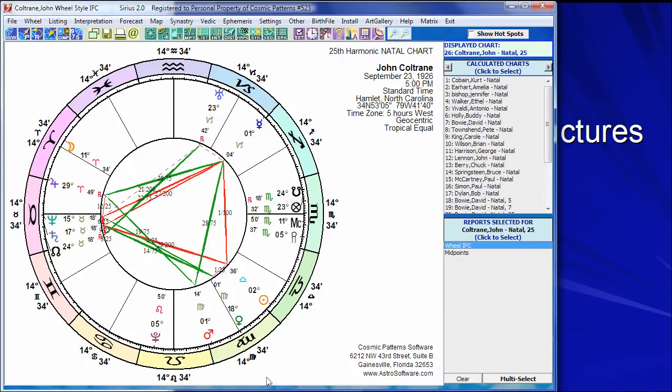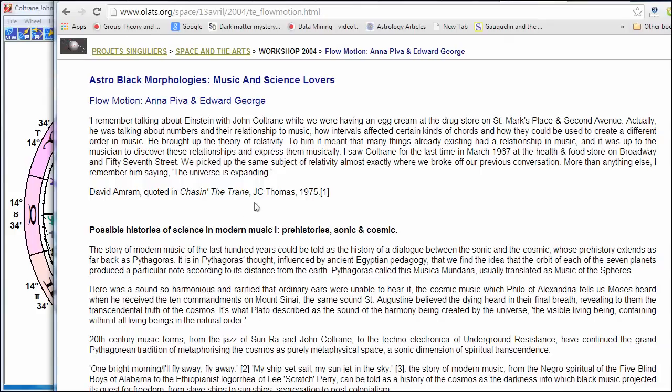So then, after looking at this, I did a little biographical research, and to give you an idea, here's a note from a friend of his, David Amram, had written in 1975, and I'll read this from this website. This fellow, David Amram, writes, "I remember talking about Einstein with John Coltrane while we were having an egg cream at the drugstore in St. Mark's Place and 2nd Avenue. Actually, he was talking about numbers and their relationship to music, how intervals affected certain kinds of chords, and how they could be used to create a different order in music. He brought up the theory of relativity. To him, it meant that many things already existing had a relationship in music, and it was up to the musician to discover these relationships and express them musically."